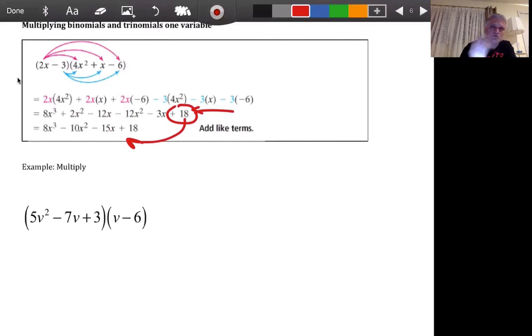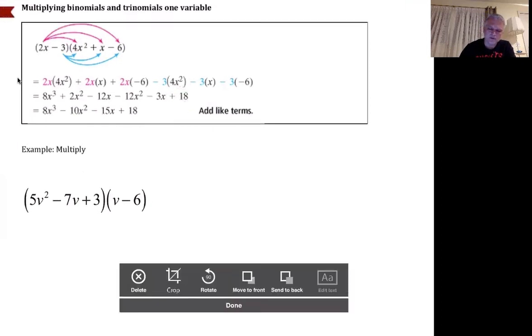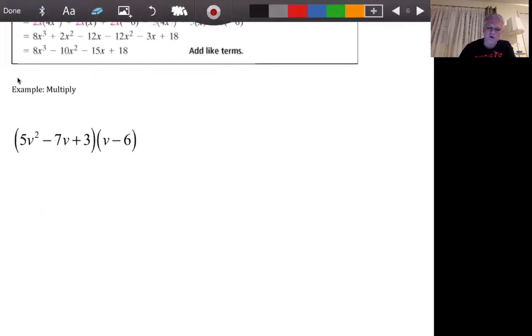If you go 2 times 3, you get 6. 2 terms times 3 terms, you get 6 terms. You're just going to look for like terms. So let's do this one problem right here at the bottom, and this will finish our notes.